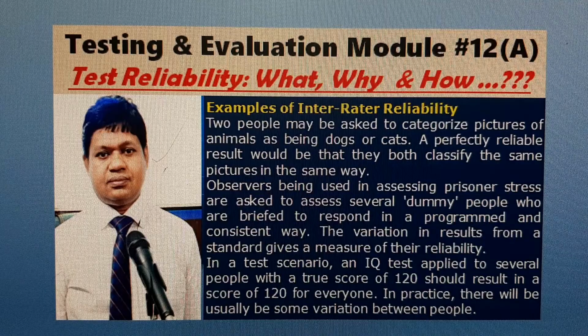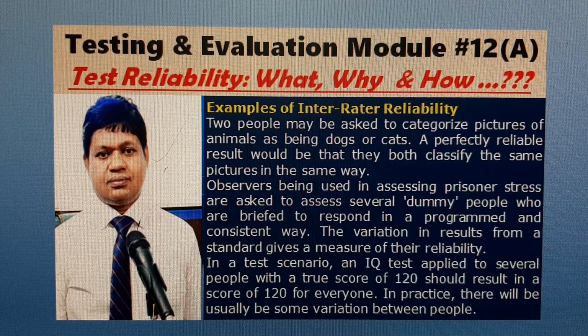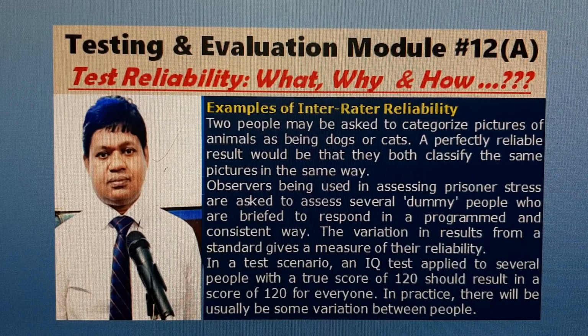Example 3. In a test scenario, an IQ test applied to several people with a true score of 120 should result in a score of 120 for everyone. In practice, there will usually be some variation between people.